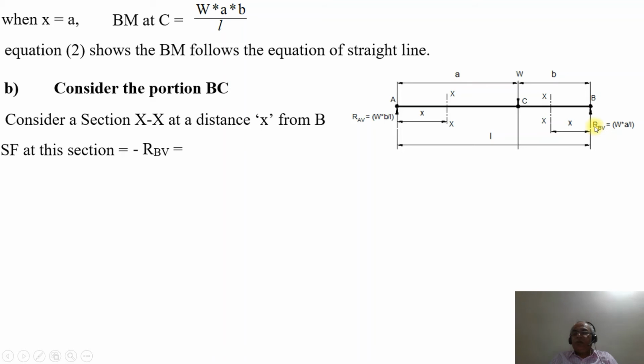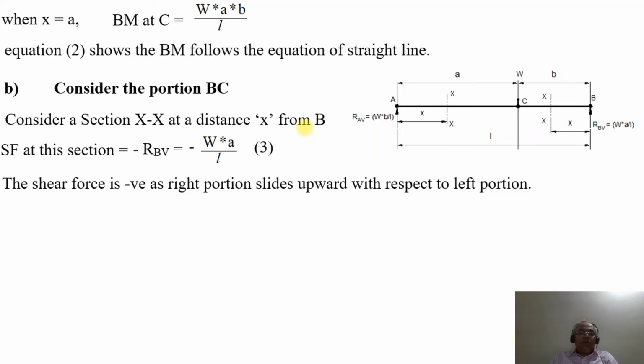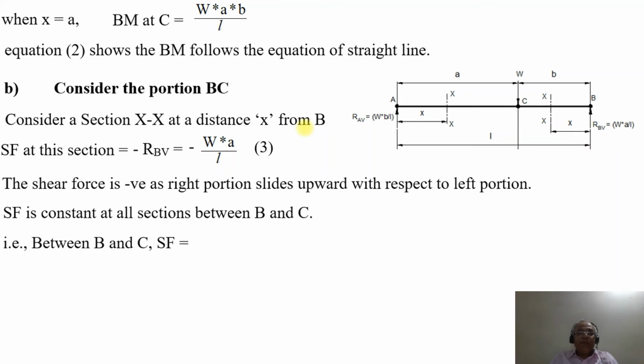So naturally the force minus RBV will be equal to minus W into A by L. Call this equation 3. This is how the shear force is negative, as the right portion slides upwards with respect to the left portion. So SF is constant. As there is no other load between B and C, it remains constant at all sections between B and C. So between B and C, SF will be equal to minus W into A by L.